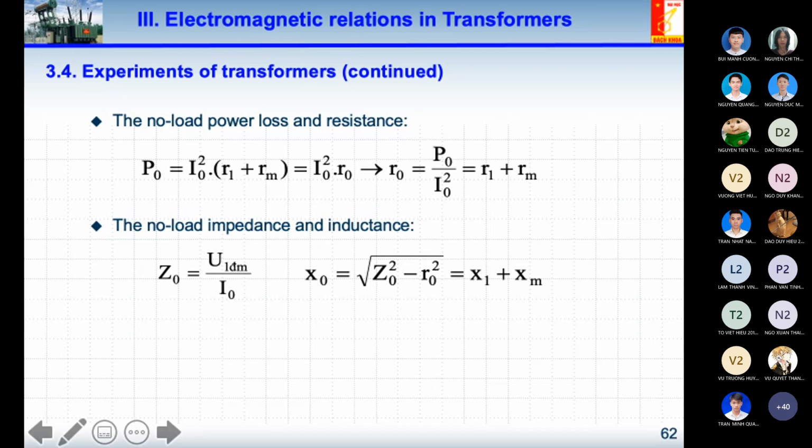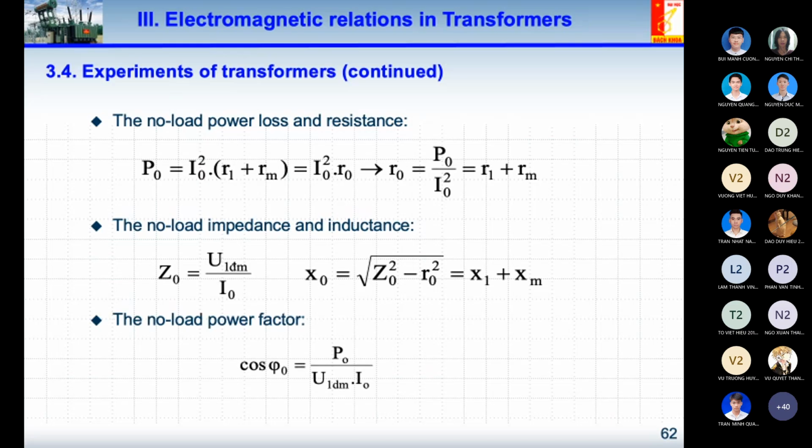Here I would like to show you quickly. If you want details, when you do the experiment at the laboratory, the laboratory staff will guide you how to measure and how to do it. For our lecture, I show you quickly. Finally, we can define the no load power factor: cos phi 0 is equal to P0 divided by E1 multiplied by I0.